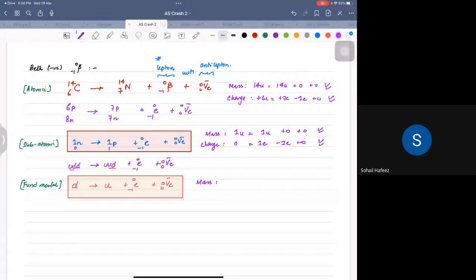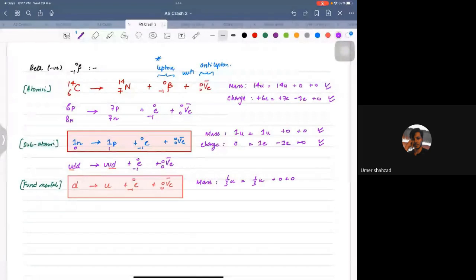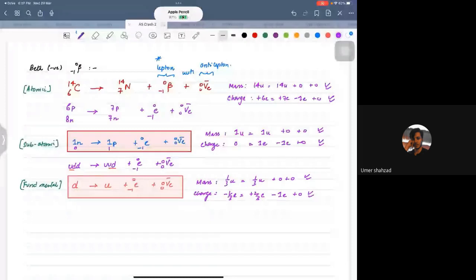All quarks have the same mass, you guys know. And what is that? 1 by 3. 1 by 3 U equals 1 by 3 U plus 0 plus 0. So both have the same mass, correct? And then for the charge, you're going to prove that it is negative 1 by 3 E. This is positive 2 by 3 minus 1 E plus 0. So if you use this, it will be negative 1 by 3. This is also conserved on both sides. Is it clear? Any questions?